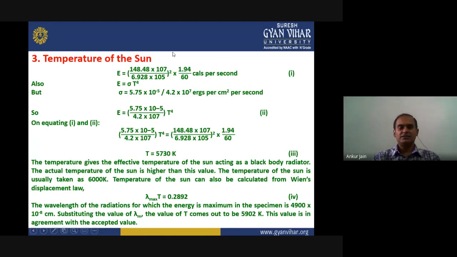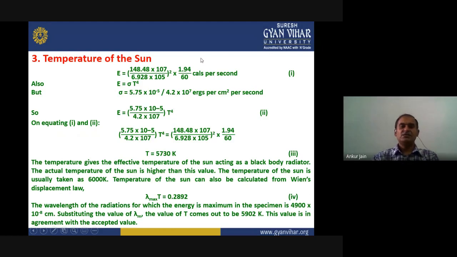Now we already know Stefan's law that gives E equals sigma into T to the power 4. We know the value of sigma, that is 5.75 into 10 to the power minus 5 divided by 4.2 into 10 to the power 7 ergs per centimeter square per second. That is the Stefan constant, right? We have already learned about this Stefan law and Stefan constant. So by putting this, we get the equation E equals this one into T to the power 4.